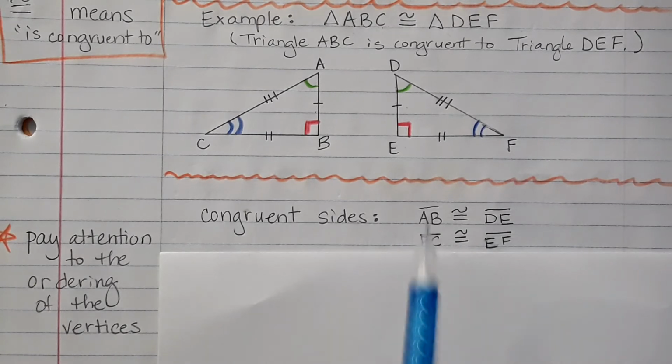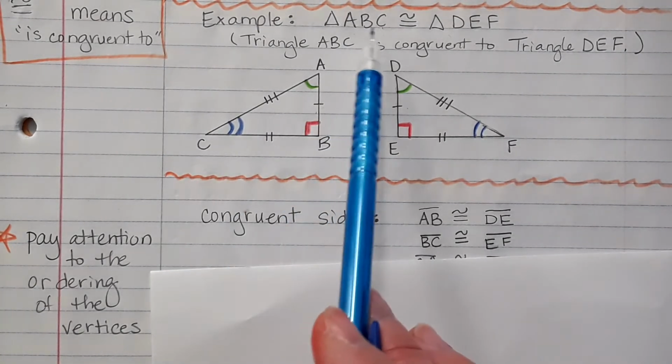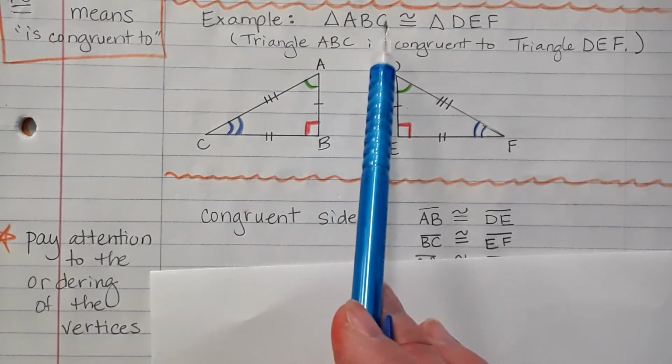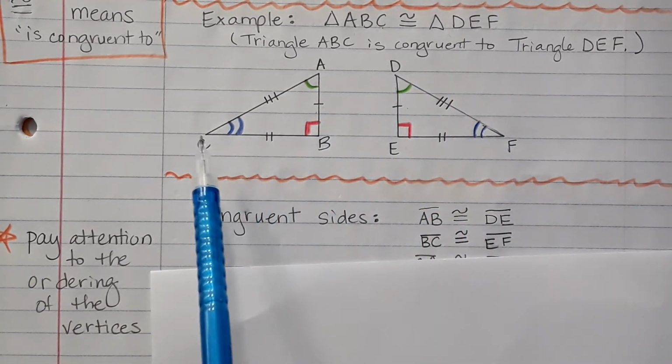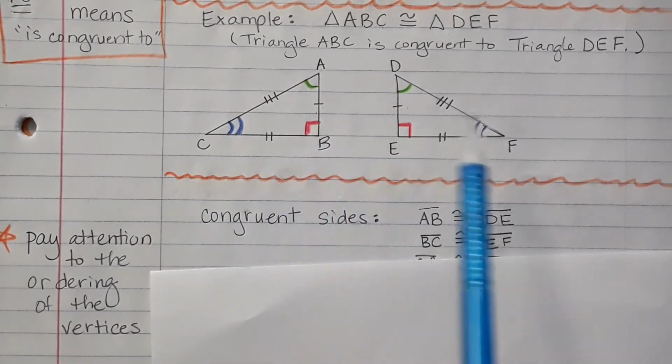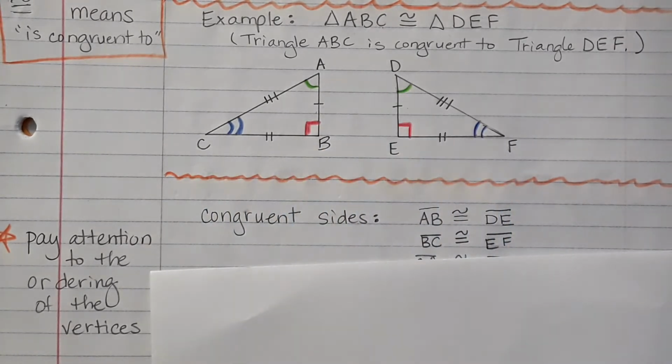So let's do the last one here. I have CA, that's the last to the first. FD, that's the last to the first. From C to A, I see 3 tick marks. From F to D, I see 3 tick marks.